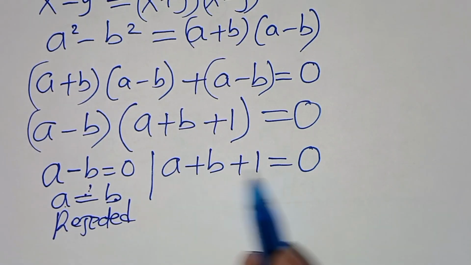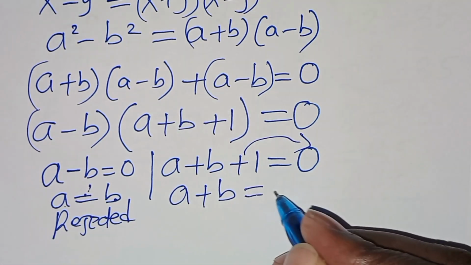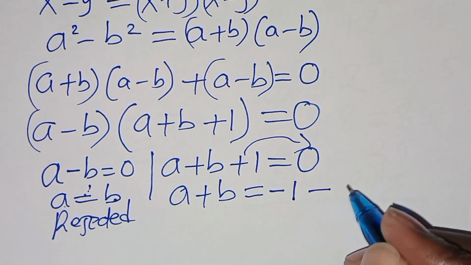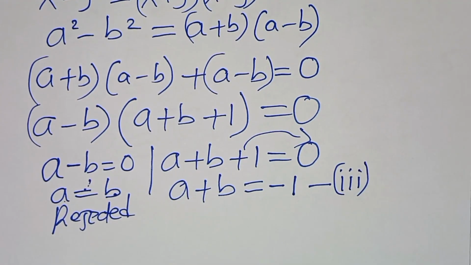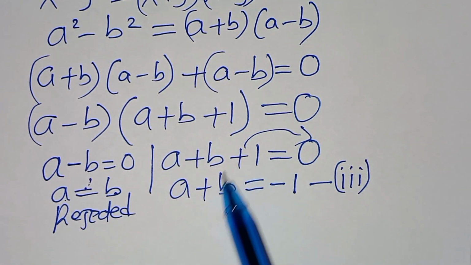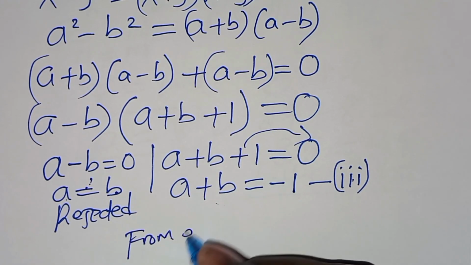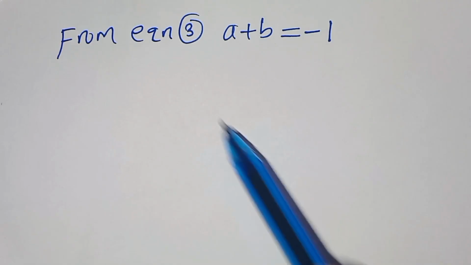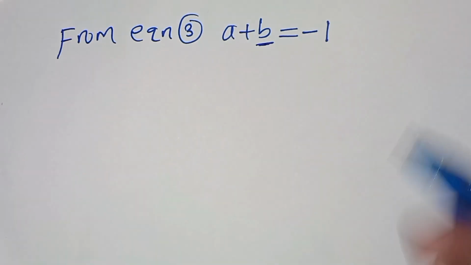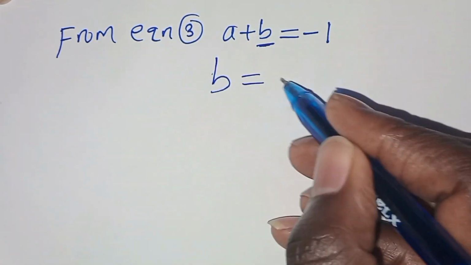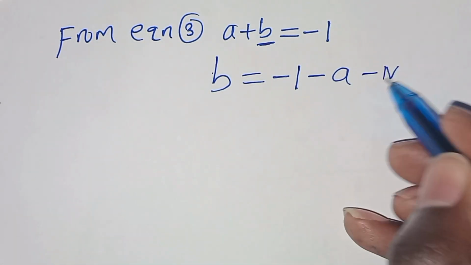And therefore we have to focus on this. We have a plus b. Let's take plus 1 on the right hand side. So this is equal to minus 1. Let's call this equation 3. Now from equation 3, which is a plus b is equal to minus 1, let's make b the subject of the formula. That is, b is equal to negative 1 subtract a. Now let's call this equation 4.